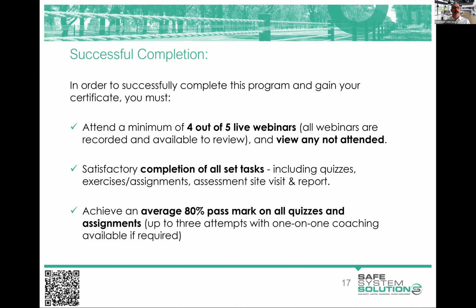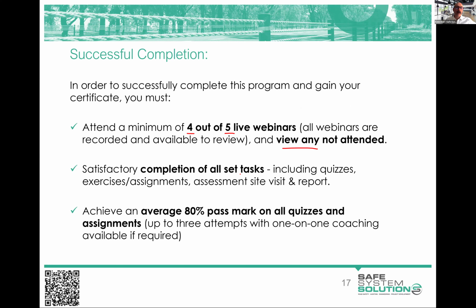Those are the incentivizing ways to keep you engaged. Now, a few more stick-type ways. Different jurisdictions who endorse and accept the course have minimum competency requirements. You've got to attend 4 out of the 5 live webinars, and view the recording of any you can't attend. If you have to miss more than one, get in contact with the training email at Safe System Solutions.